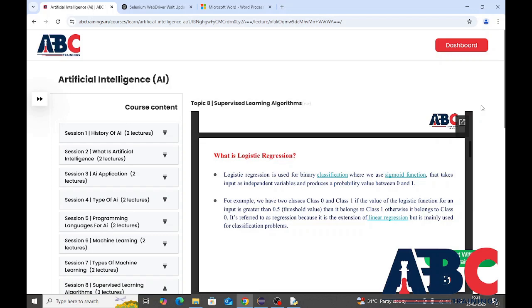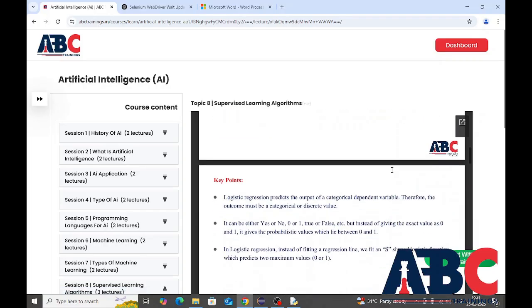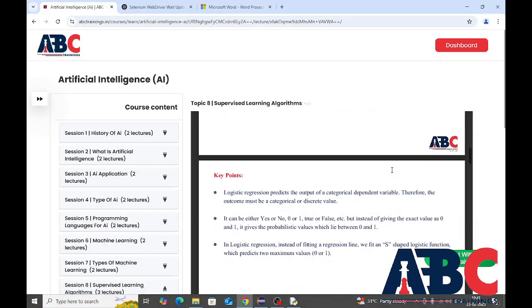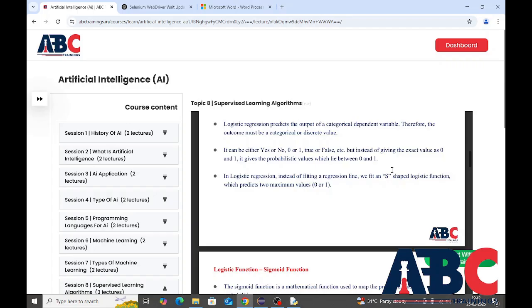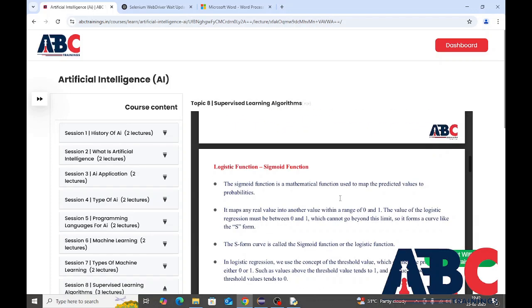It's referred to as regression because it is the extension of linear regression, but is mainly used for classification problems. Key points. Logistic regression predicts the output of a categorical dependent variable. Therefore, the outcome must be a categorical or discrete value. It can either be yes or no, 0 or 1, true or false, etc. But instead of giving the exact value as 0 and 1, it gives the probabilistic values which lie between 0 and 1. In logistic regression, instead of fitting a regression line, we fit an S-shaped logistic function which predicts two maximum values, 0 or 1.